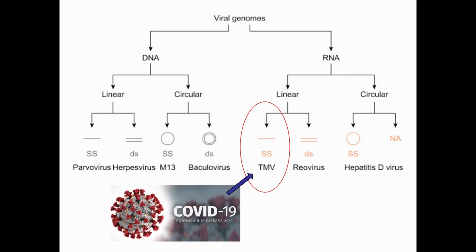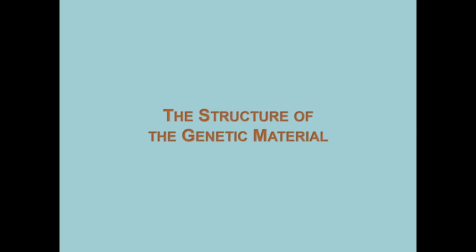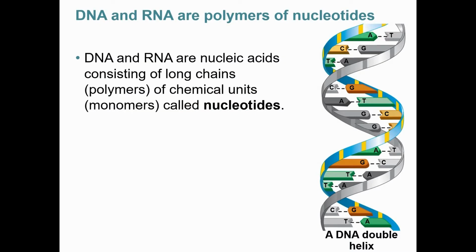But for today, we're going to focus on how your DNA works, how it's going to replicate, and how you express genes. So we're going to start by thinking about the structure of the genetic material itself. So remember that DNA and RNA are polymers of nucleotides. That means that they consist of long chains of different monomers. Those monomers, being nucleotides, are then put together to make the polymer itself.